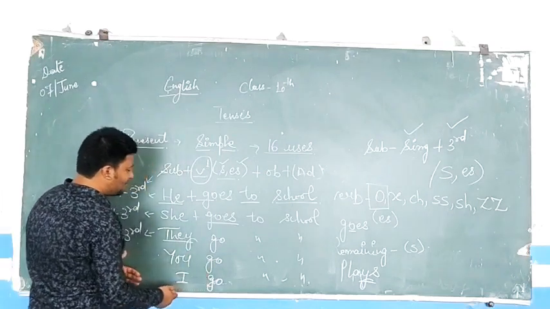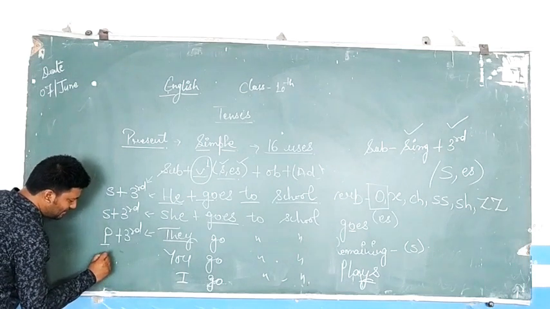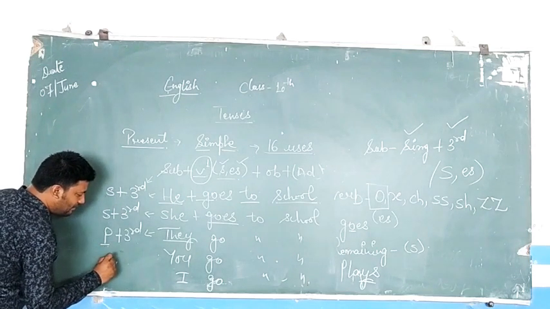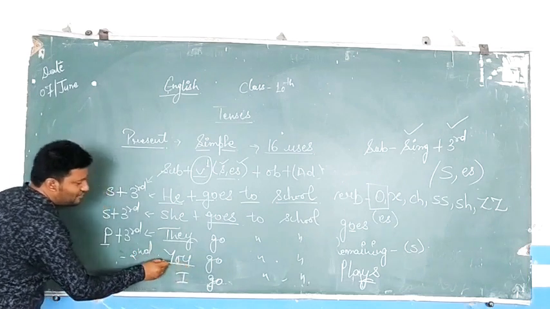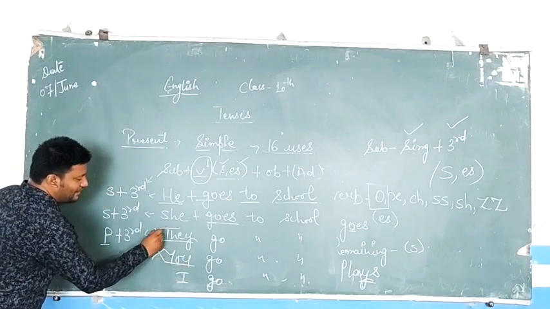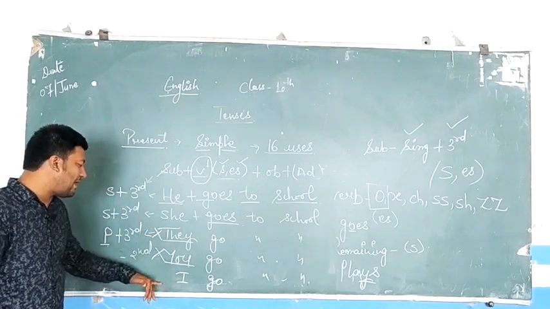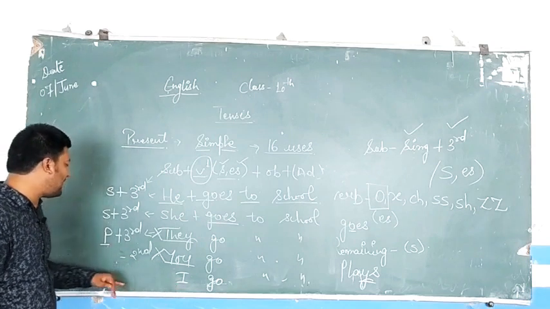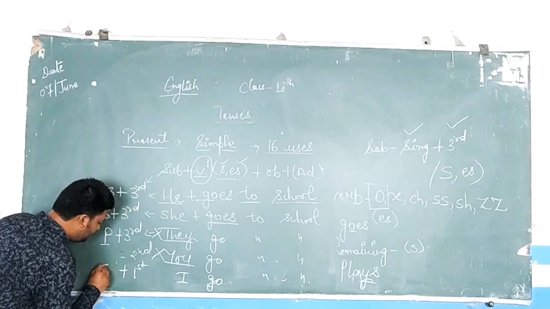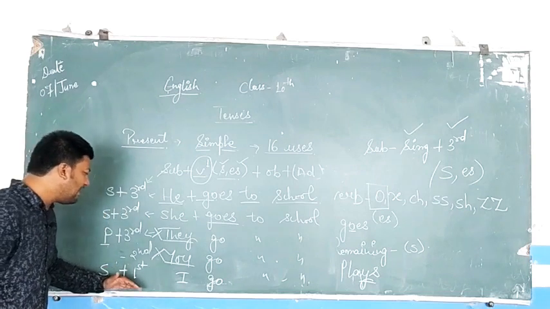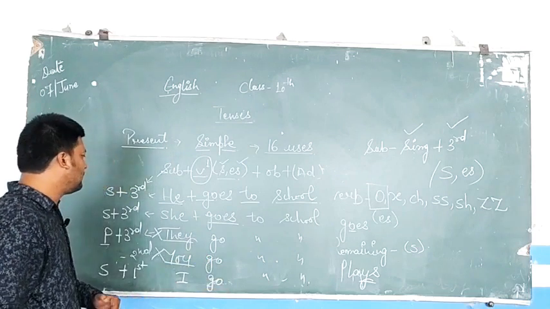Now next comes you, the second person. You is singular as well as plural in grammar, but it is second person. So I am not going to use s or es in these two sentences. Same goes with I, which is first person and singular. I am not going to use either s or es.